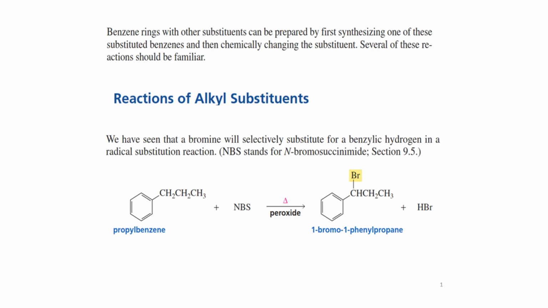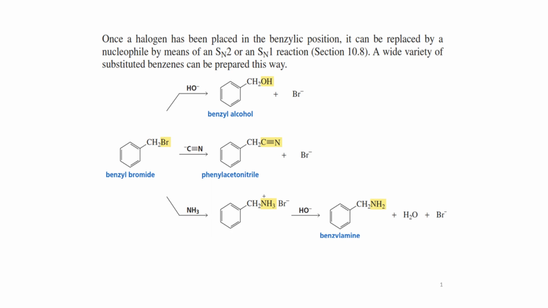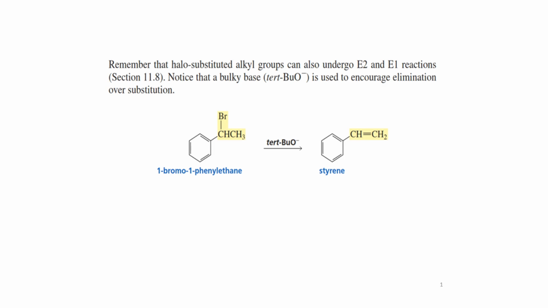Alkyl substituents on benzene rings can be prepared by radical substitution reactions, such as the reaction with NBS and peroxide. Halogens in the benzylic positions can be replaced by nucleophiles through SN2 or SN1 reactions, allowing for a variety of substituted benzenes.